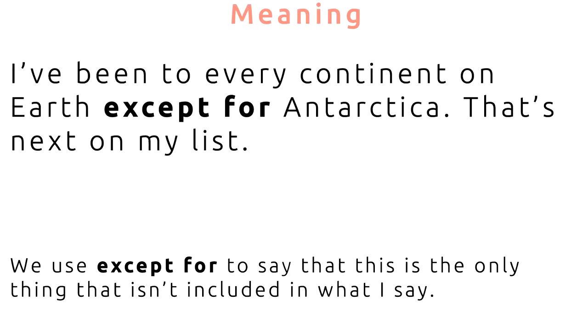Let's read the example together. I've been to every continent on Earth except for Antarctica. That's next on my list. So we use except for to say that this is the only thing that isn't included in what I say. Except for basically means not including this.